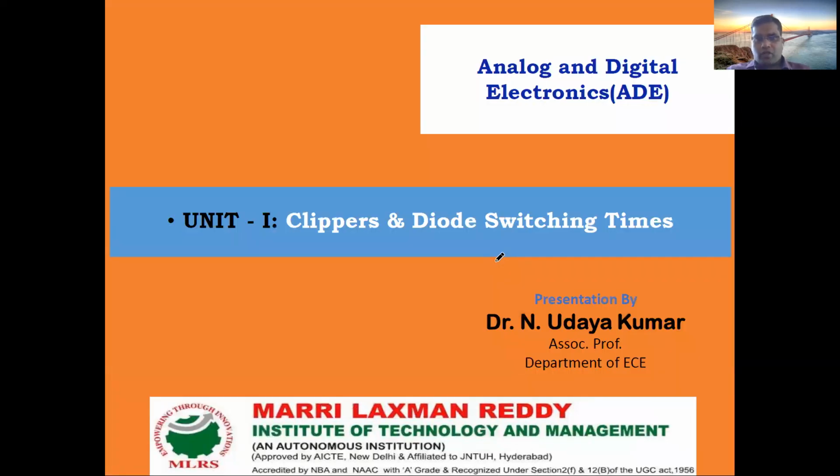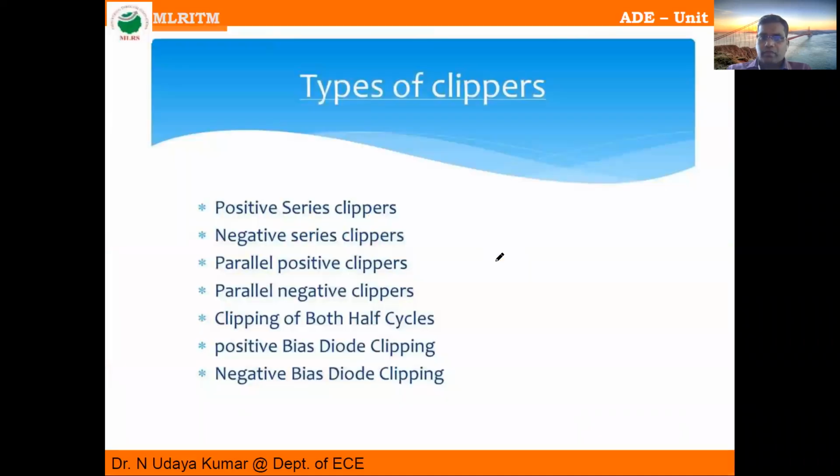Today, our topic is clippers and diode switching time. So, different types of clippers. One is positive series clipper, negative series clipper, parallel positive clippers, parallel negative clippers, clipping of both cycles, and positive bias diode clipping and negative bias diode clipping.